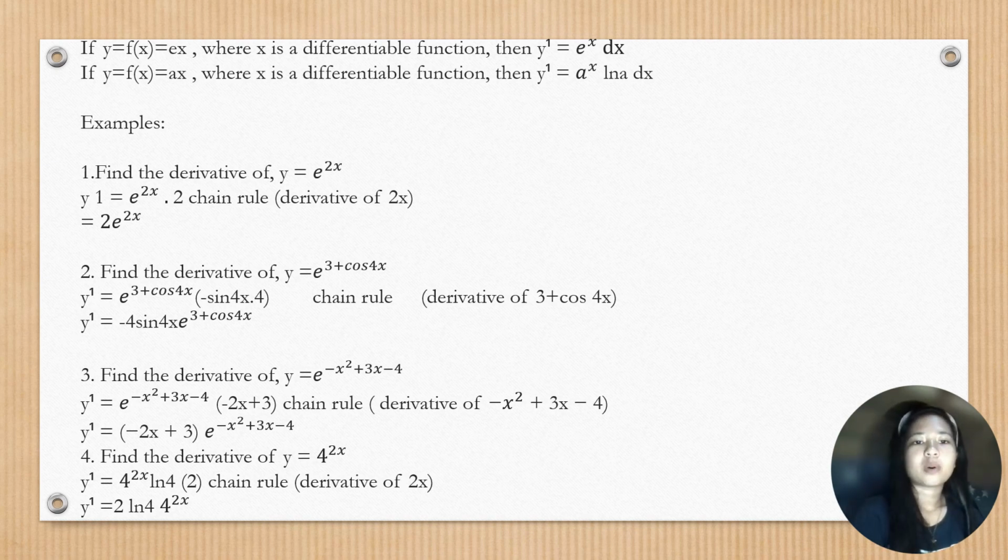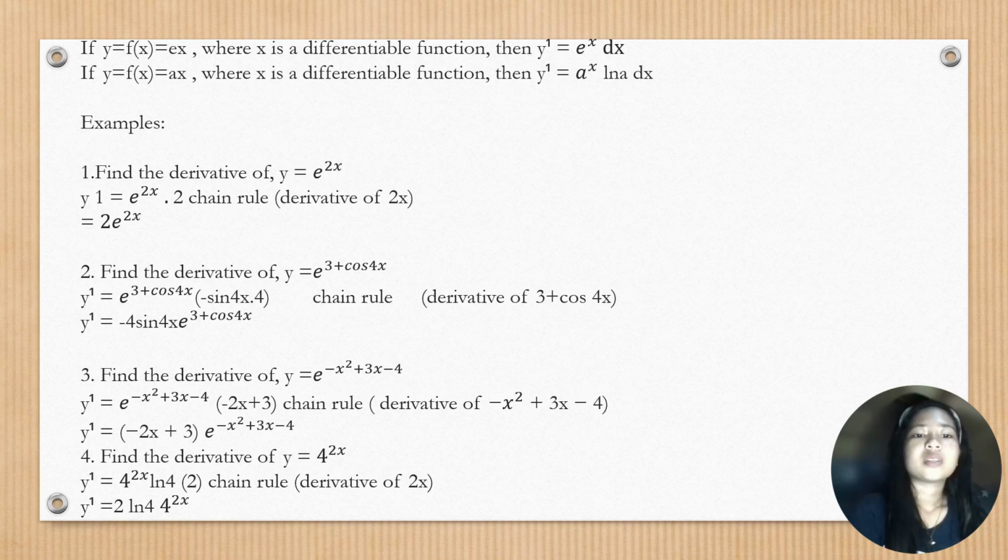So we have here an example. Find the derivative of y is equal to e raised to the power of 2x. So y prime is equal to e raised to 2x times 2, using the chain rule, since the derivative of 2x is 2. So we will get 2e raised to 2x. Since our base is e, we transfer the 2 in front of the base, so we will get 2e raised to the power of 2x.